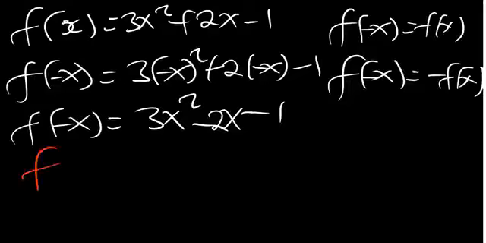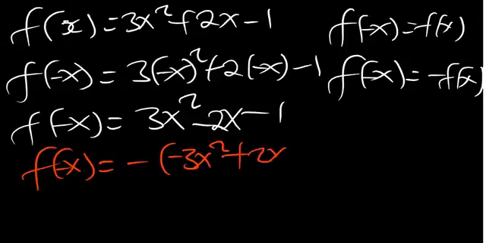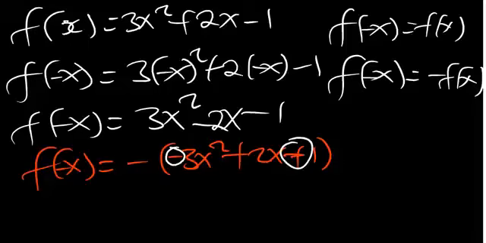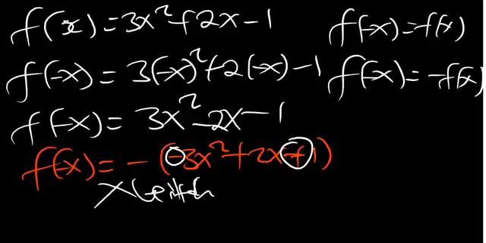Let's factor out the negative. If I factor out the negative, I'm going to have negative 3x squared plus 2x minus 1, or plus 1. But again, I'm having some changes here, negative and then here, which is not the same. So this again is not the same as the original one. So this function is not an odd function, therefore it's neither. So if you discover it's not an odd and it's not an even, then the function is neither.